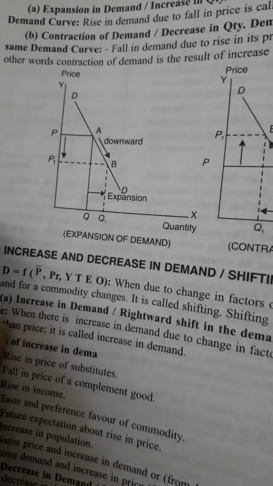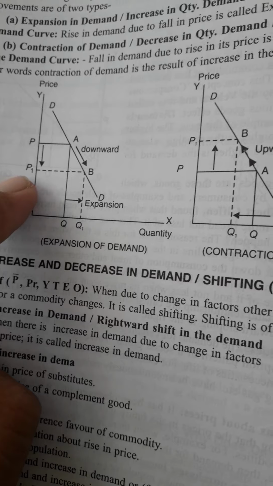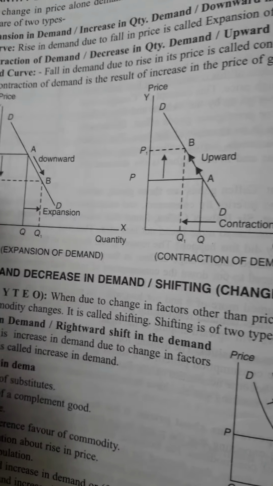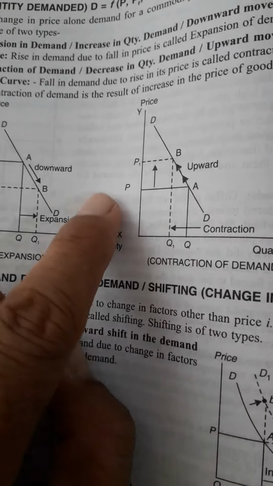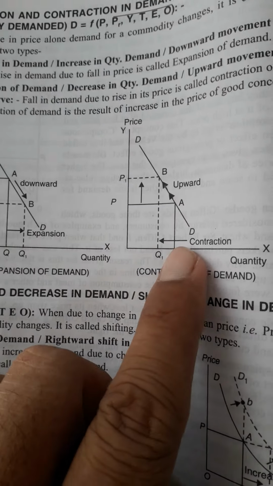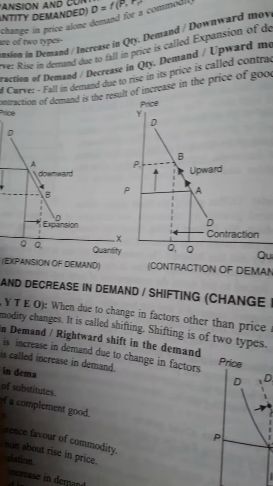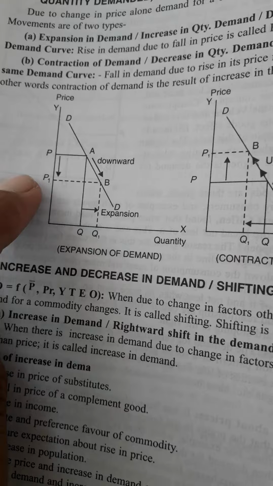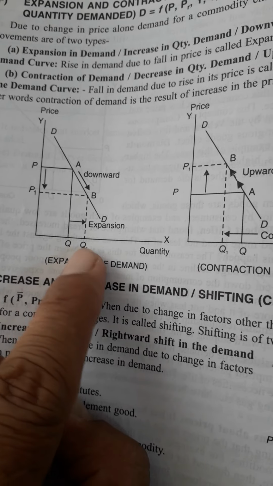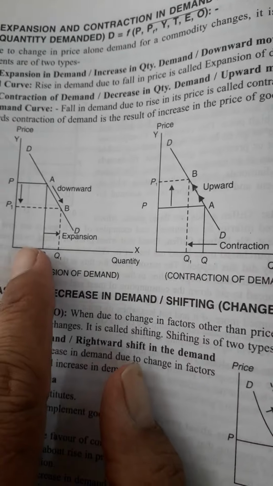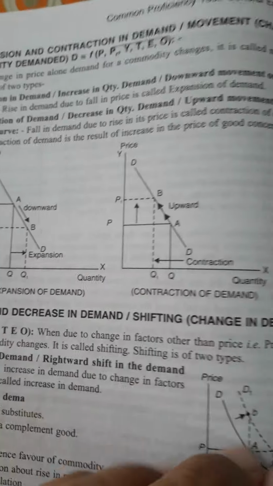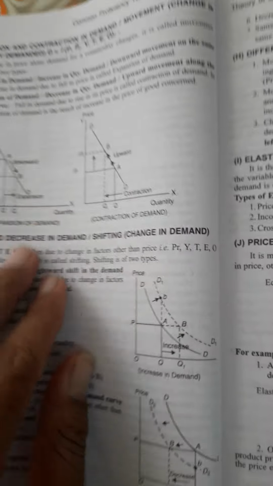So see here, if there is a rise in price, then demand could fall down. If there is a rise in price, demand may fall. This is called contraction. And if there is a fall in price and demand may rise, that's called expansion. So this is the difference between contraction and expansion, or the meaning of contraction and expansion.